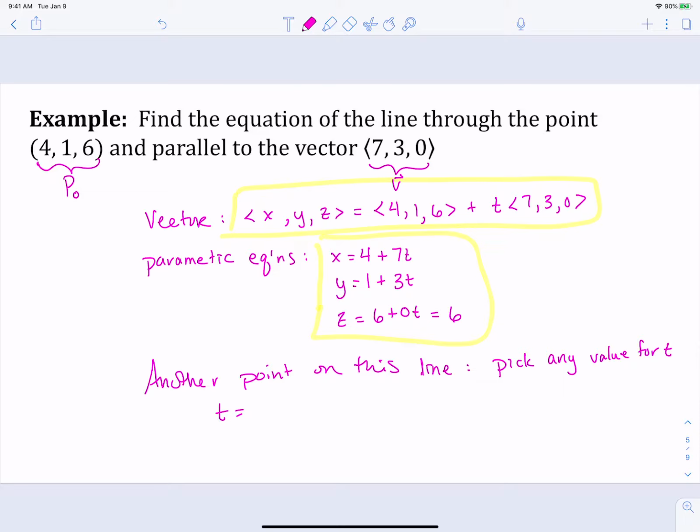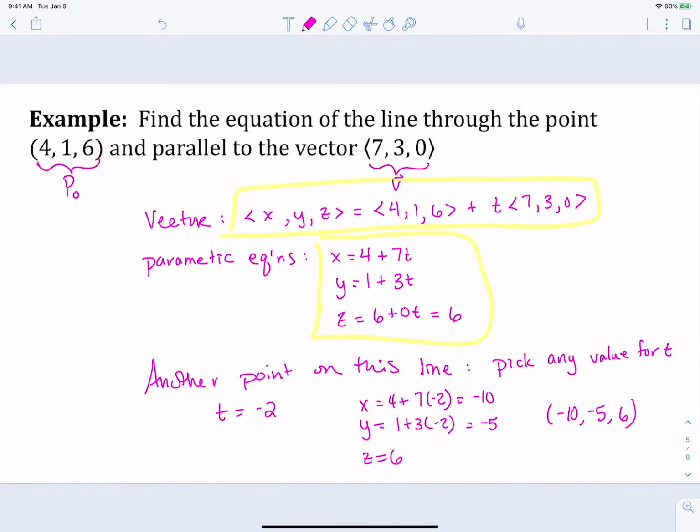So if we pick something like -2 and plug that in for t in all of our little equations here, that is going to give us another point on this line. Well, z is always going to be equal to 6. But what this is going to give us is the point -10, -5, 6. That's another point on this line that we've made. We could pick t being a different thing, and that would give us another point on the line. So we could keep doing this as long as we want to get other points on the line, just like we can with any linear equation.